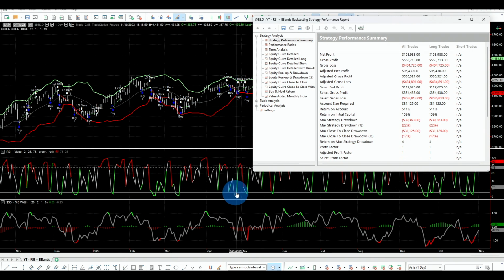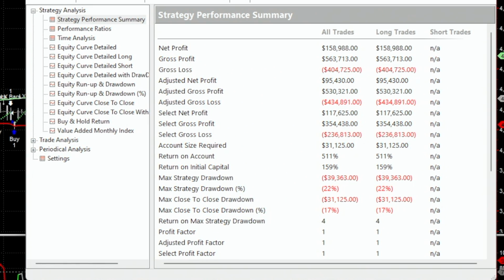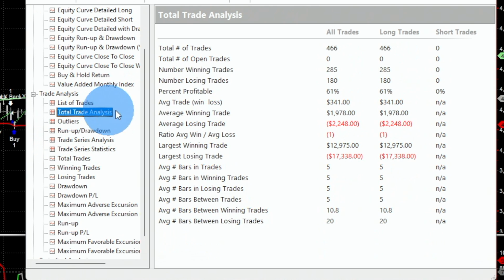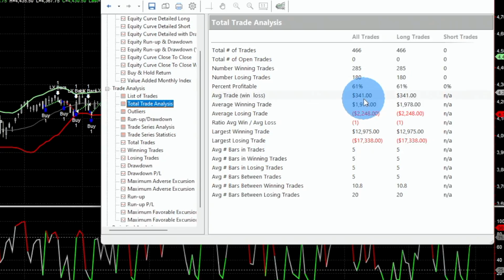So when the RSI2 is below 25, we go long and we exit after 3 days. There are no filters, nothing. So this is the basic strategy, so we can compare it to the Bollinger Bands. Now the strategy is making about $159,000. The drawdown is about $40,000. Return to drawdown ratio is 4. And if we look at the trades, 466 trades, 61% win rate, and $341 on average per trade.